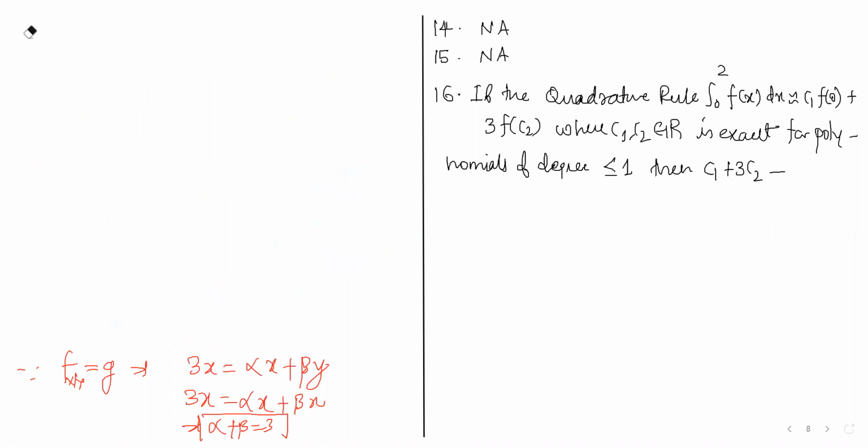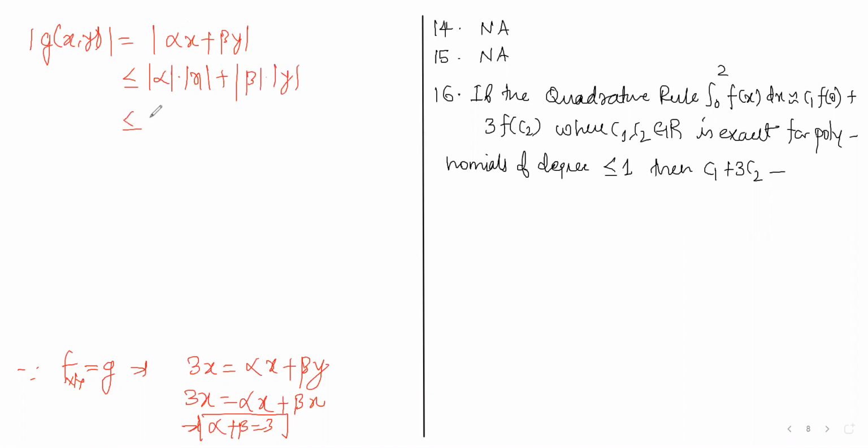And in this purpose, yeah. So we got here, I got alpha plus beta is 3. And now I'll also do this, that mod of g of x comma y equals mod of alpha x plus beta y. And I'll be applying the triangular inequality and say mod of alpha into mod x plus mod of beta into mod of y.